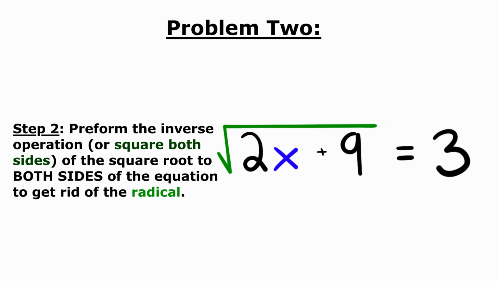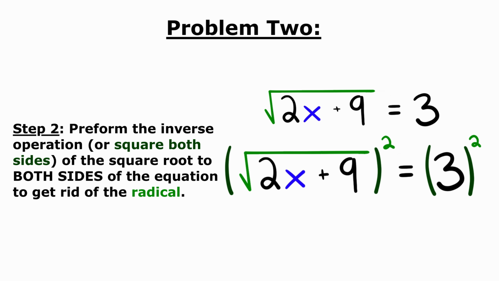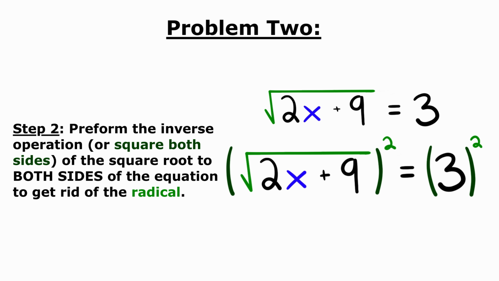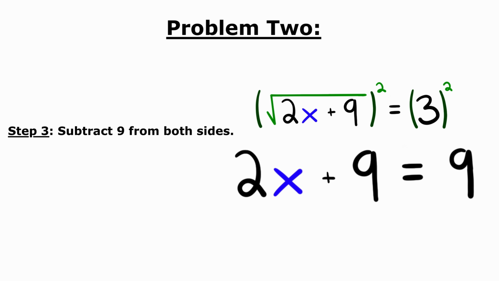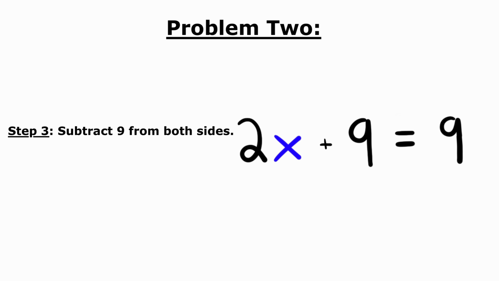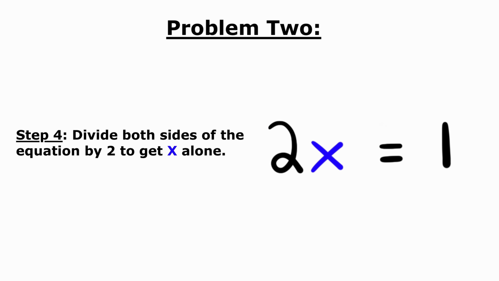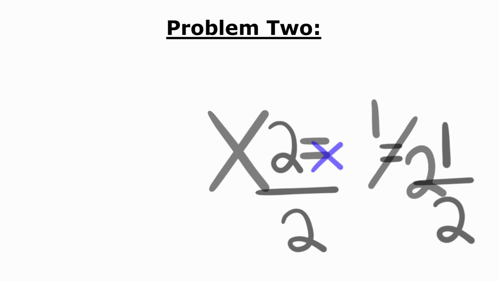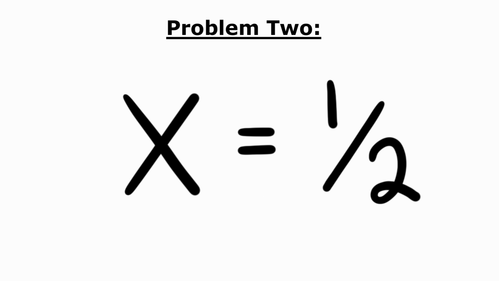Step 2. Now, just like we did in problem 1, we want to perform the inverse operation of the square root to both sides of the equation to get rid of the radical. So we want to square both sides. Then, step 3, subtract 9 from both sides. And then finally, step 4, divide both sides of the equation by 2 to get x alone. This makes our answer to the equation x equals 1/2.